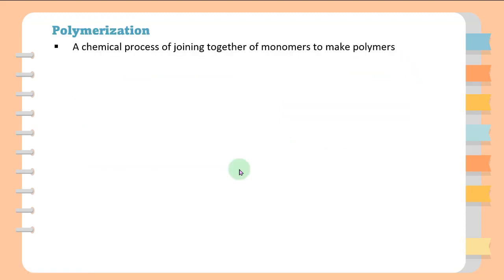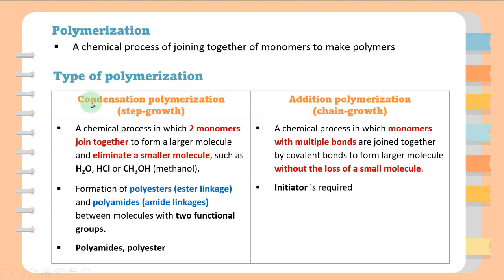In order to form a polymer, it must undergo a process called polymerization. This is a chemical process of joining together monomers to make a long-chain polymer. And there are two different types of polymerization. First of all, condensation polymerization, which is also known as step growth polymerization. In this condensation process, a chemical reaction occurs in which two monomers join together to form a large molecule, and at the same time, it eliminates a smaller molecule such as H2O, HCl, or a molecule of methanol.